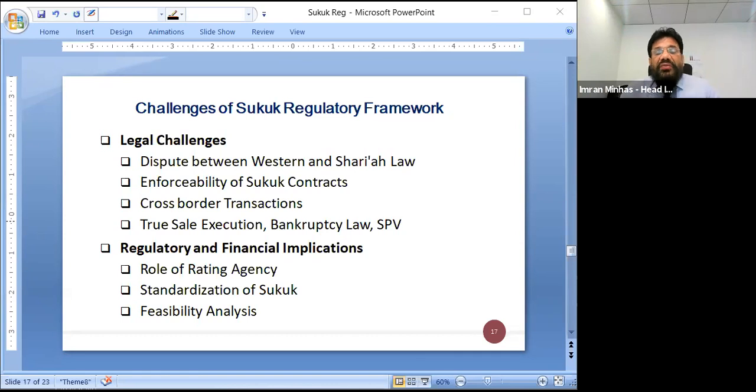So courts do not recognize the beneficial ownership, as I just told you while discussing the Sukuk structure. Courts do not recognize the beneficial ownership of the leasehold interest. So in the absence of the legal transfer, the Sukuk holder is at a loss. So this challenge we need to address in the regulatory framework for Islamic finance.